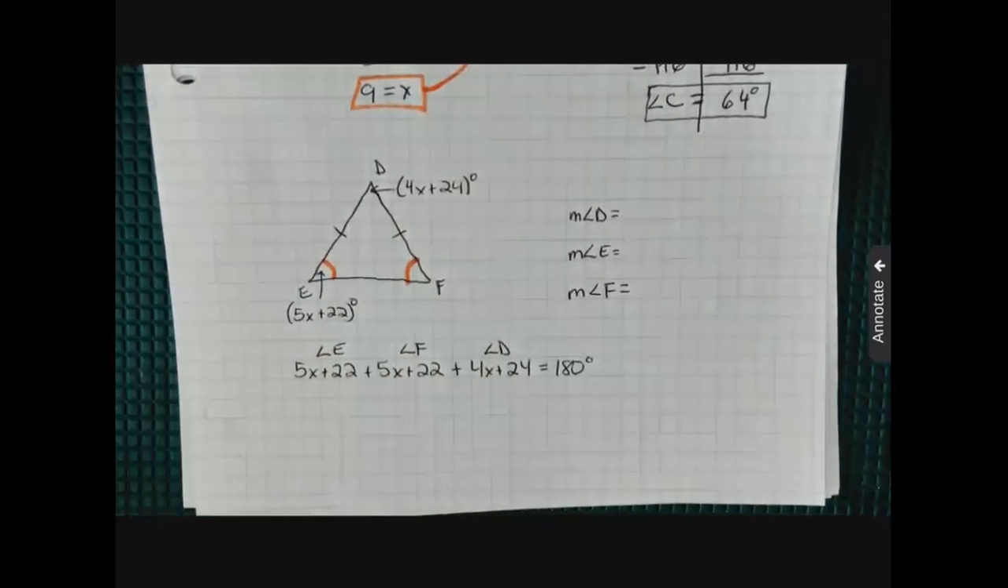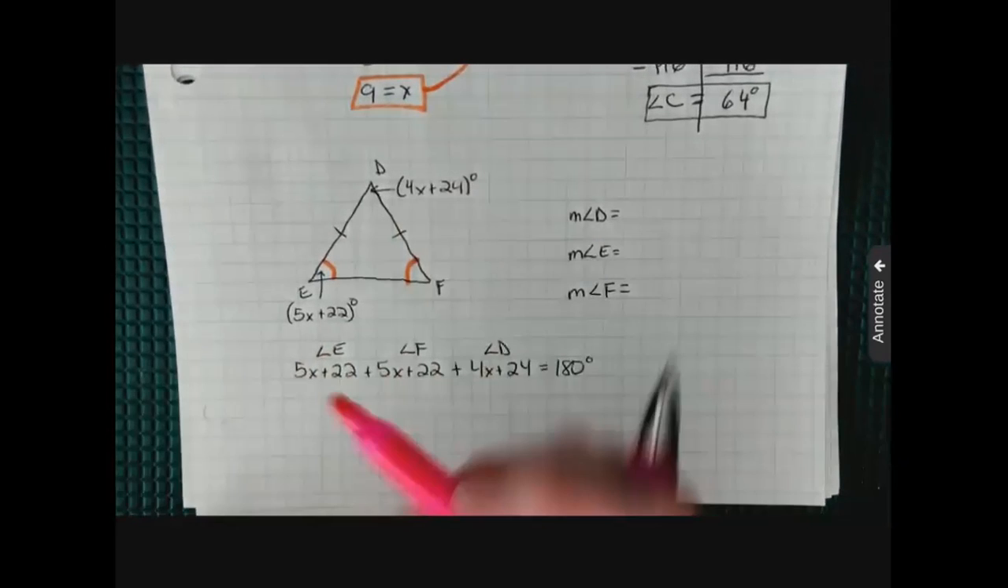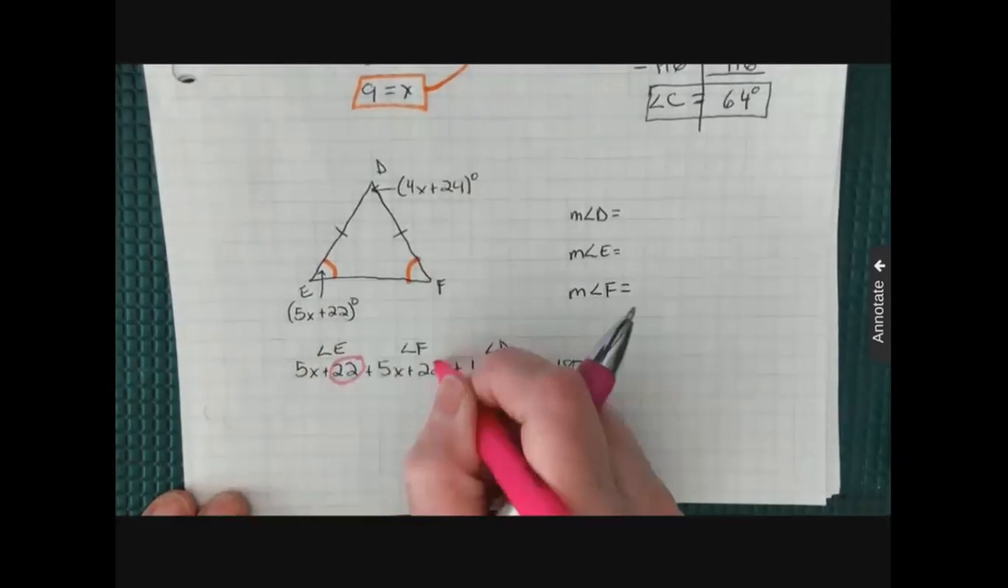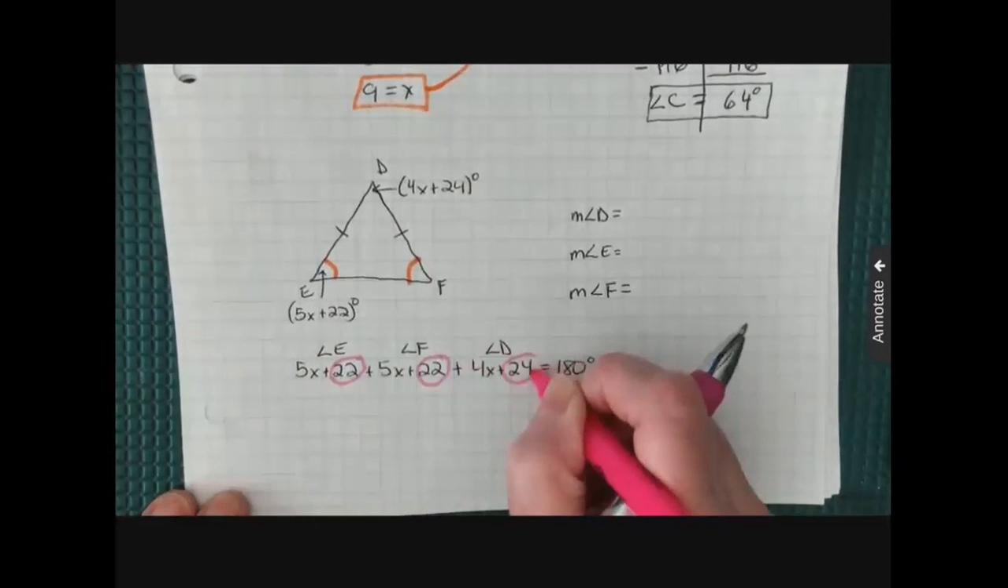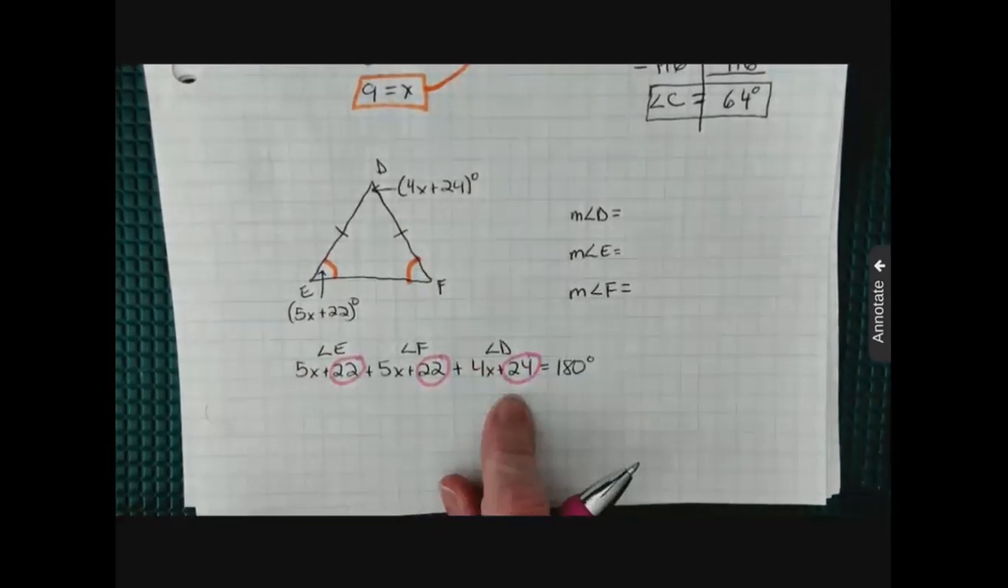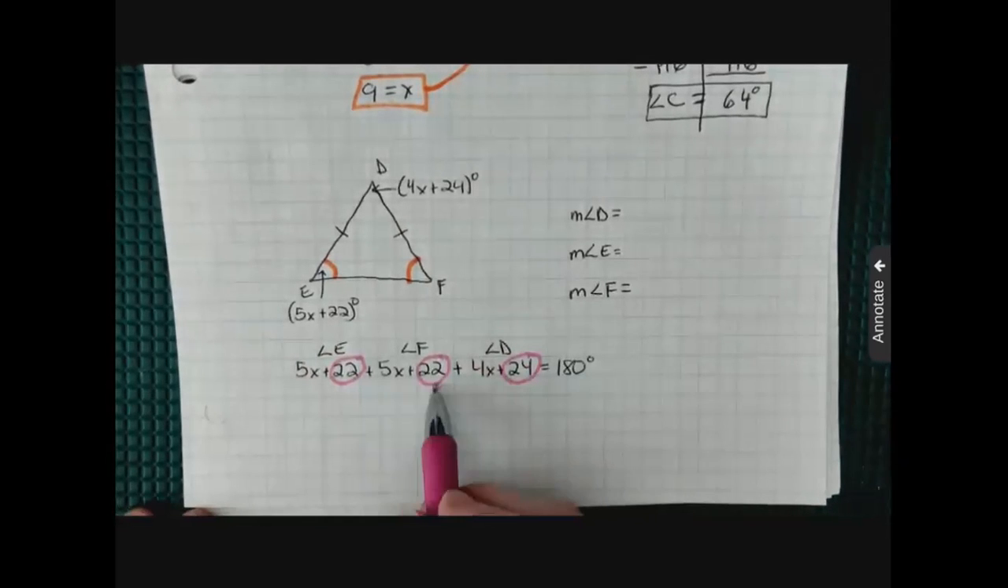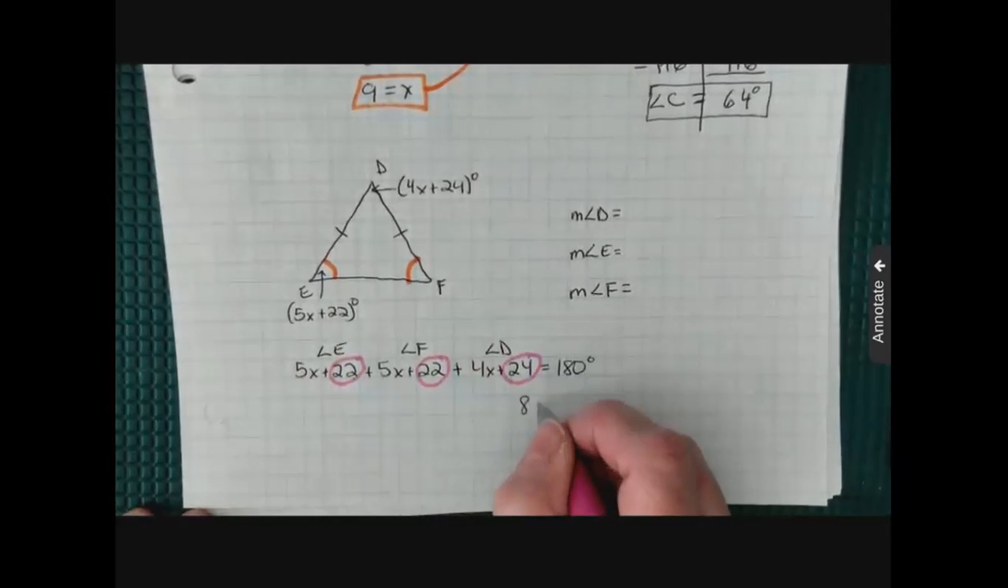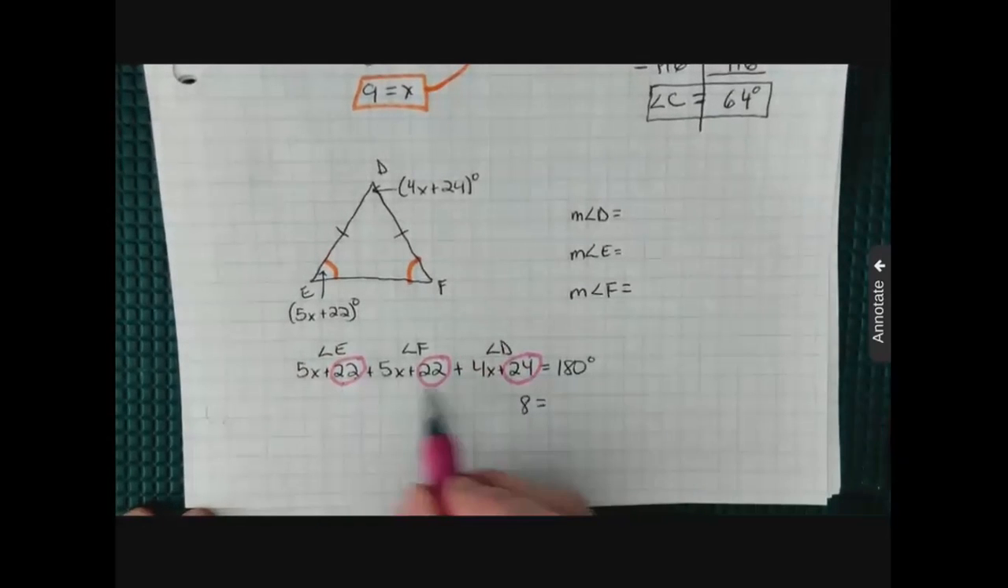So now you're gonna combine like terms. So combine the 22, 22, and 24. You can either use a calculator, or just add them. 2 plus 2 is 4, plus 4 is 8. Okay, 2 plus 2 plus 2 is 6.